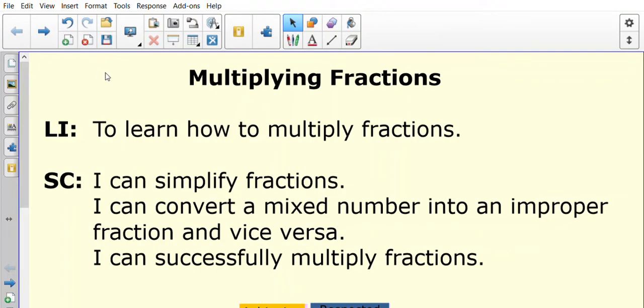So this lesson is about how to multiply fractions, and hopefully by the end of it you'll be able to use your knowledge of how to simplify fractions, how to convert fractions between mixed numbers and improper fractions, which will ultimately lead to a successful learning experience so that you can multiply fractions.